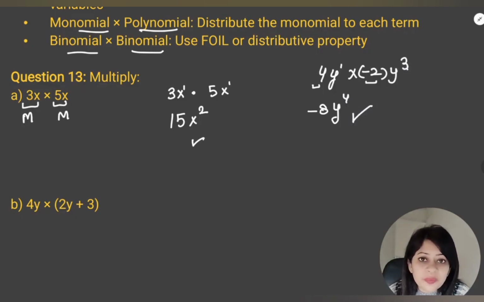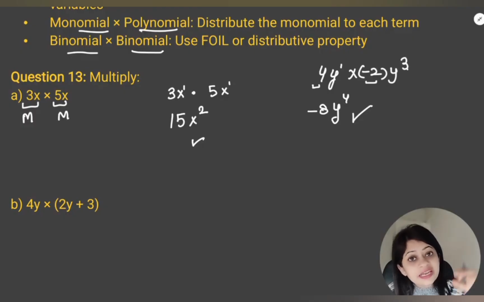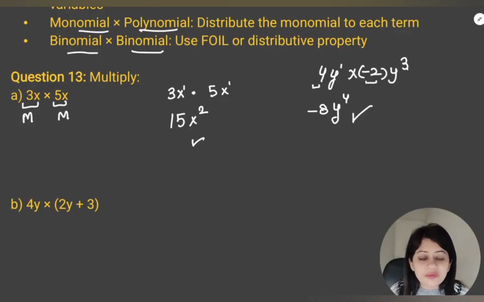Are you getting my point? Whenever you multiply monomials, you just add the powers of variables. We didn't do this in addition or subtraction, but here in multiplication, we add powers. Likewise, in division, we will subtract powers. I will tell you that as well when we do division. But now, in multiplication, you need to understand that when we multiply, we add powers of variables.